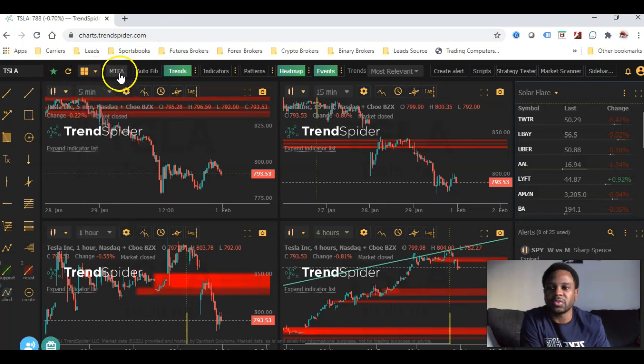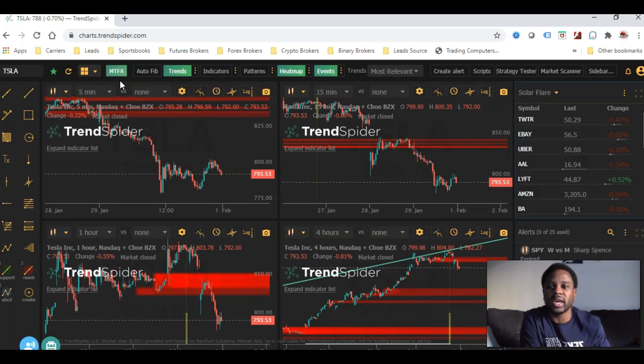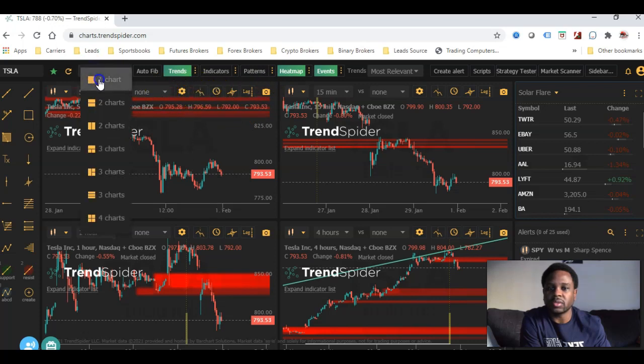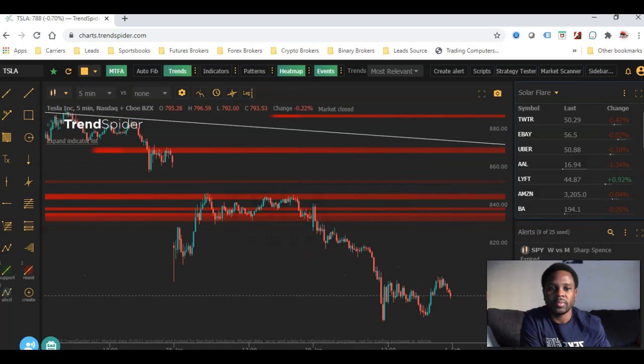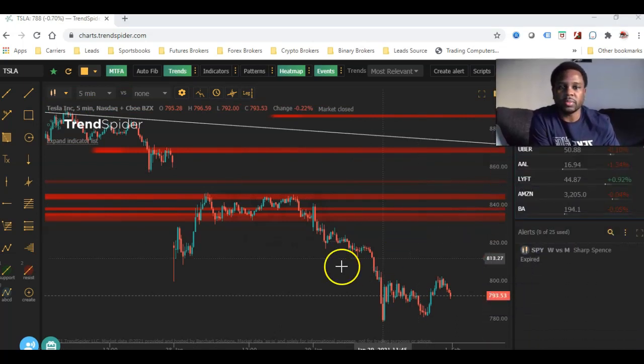Next, you have what's called MTFA, which is multi-timeframe analysis. Multi-timeframe analysis allows you to look at and compare different charts, higher time frames or lower time frames, together on one chart, so you don't have to have multiple charts open. The way that works is if you click that, let's open one of these up here real quick. Let's bring that down to one chart.